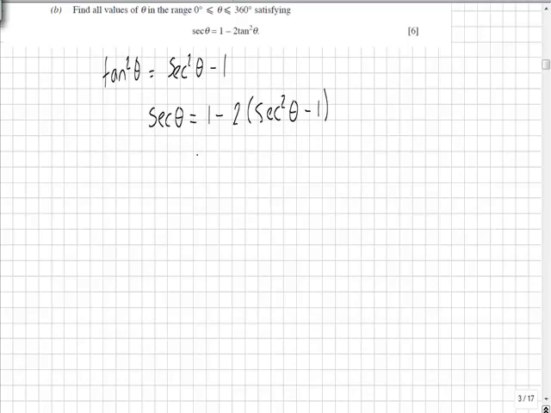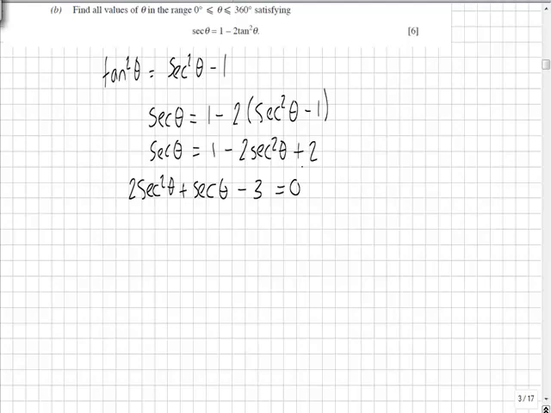1. Expanding our bracket, we have sec theta is equal to 1 minus 2 sec squared theta plus 2. Then bring everything over to the left hand side to make our sec squared positive. We get 2 sec squared theta plus sec theta minus 3 is equal to 0. So notice the 1 and 2 makes 3 there.